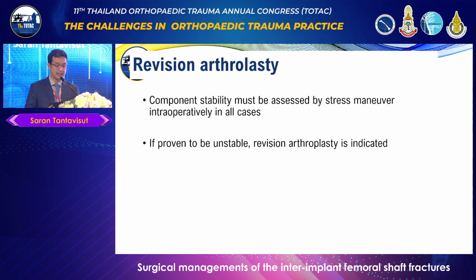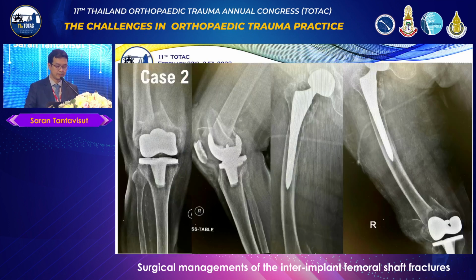Revision arthroplasty is an option if you have a loose implant up top or down below. You have to make sure that it's not loose. Sometimes radiographs cannot determine everything. You have to go in intraoperatively, do some stress test, push, pull the implant, whatever, to make sure that it's stable. If it's stable, you can fix. If it's not, you should do the revision arthroplasty.